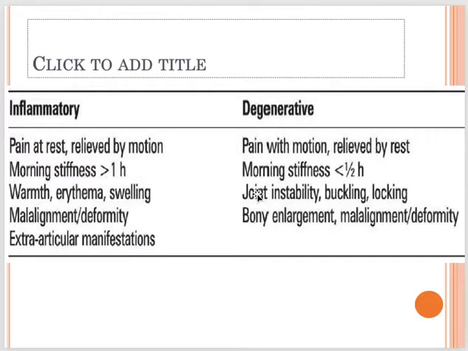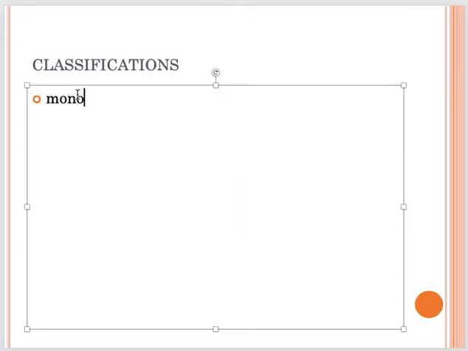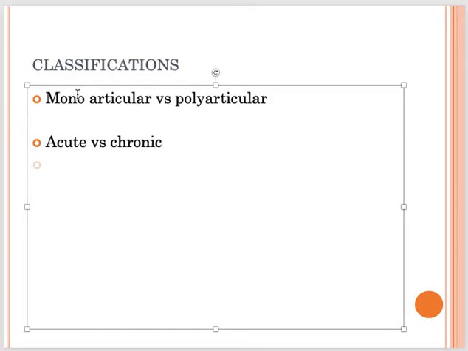So, there are different ways of classifying joint problems. For example, you can classify joint problems as monoarticular versus oligoarticular versus polyarticular. It could be acute versus chronic. It could be inflammatory versus degenerative, right? It could be seropositive versus seronegative, whatever. There are different things.